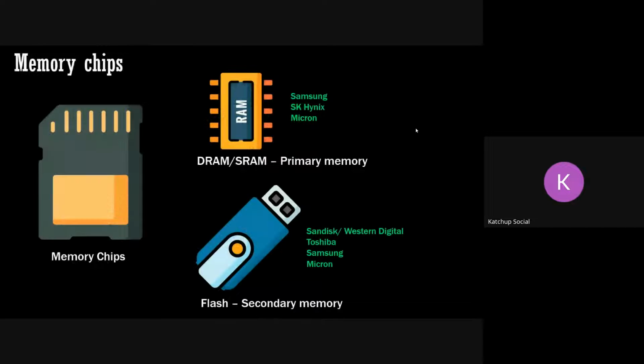Then other kinds of chips are memory chips. Memory chips are like your disk space, your RAM, which allows you to run faster, or your storage where you're storing your photos. Memory chip companies are Samsung, Hynix, Micron, SanDisk, which is now also known as Western Digital, Toshiba, again Samsung. So there are multiple kinds of memory chips in your cell phone. All these are semiconductor components.